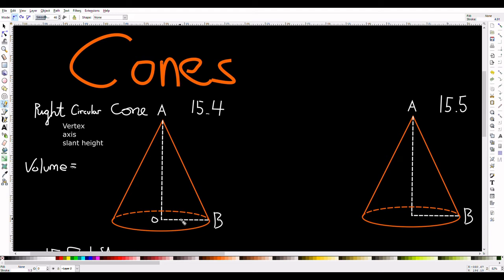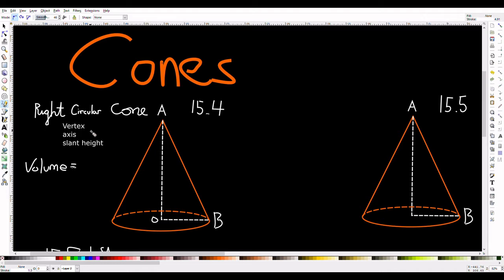There are cones which are not circular, and there are cones which are not right. But for the most part, we will not be working with either of those types of cones. Our cones will be right circular cones. We'll call them a cone for short, or a regular cone.